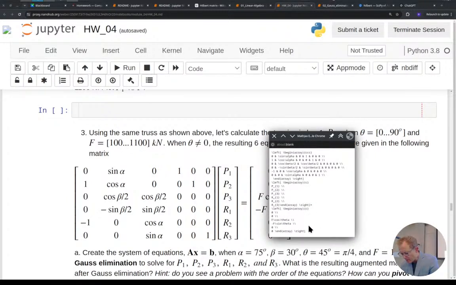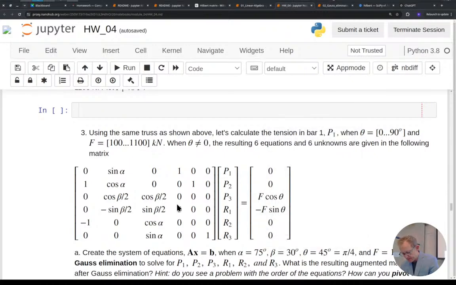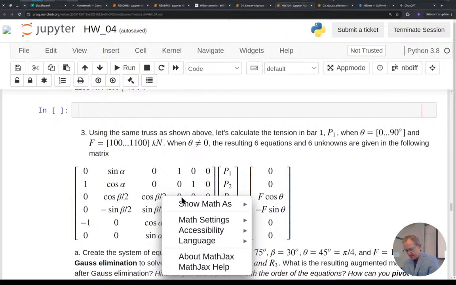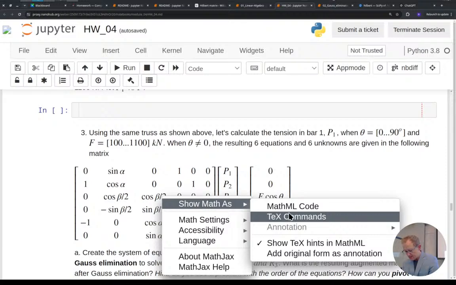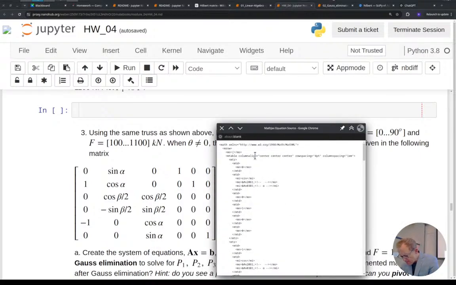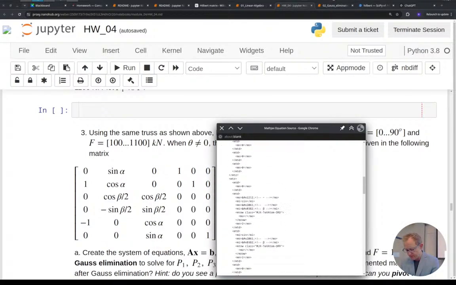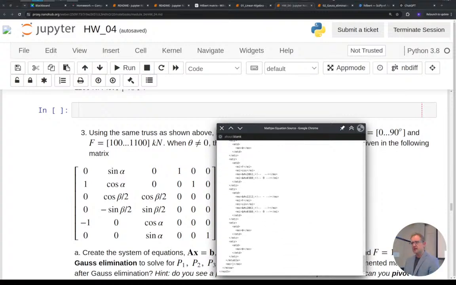Oh, you can even right click on it. All right, yeah. So if there's an equation that you're trying to get in a different format, you can right click and say show math as TeX commands, or I think MathML. Yeah, MathML will give you the HTML.